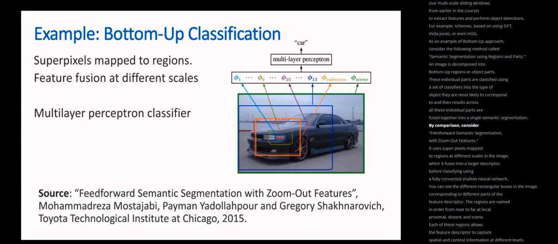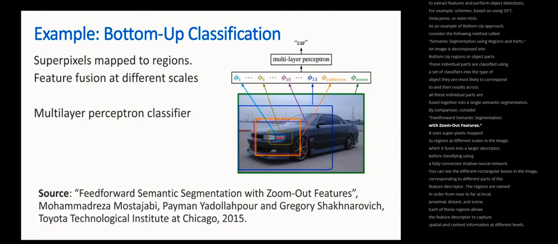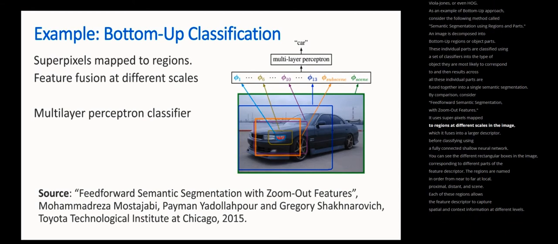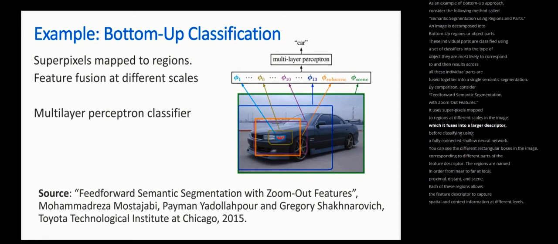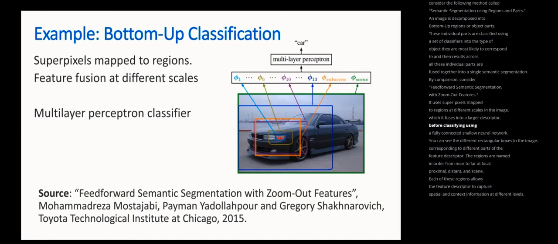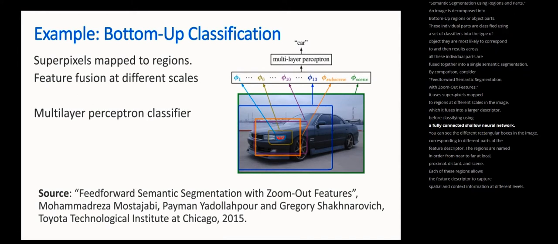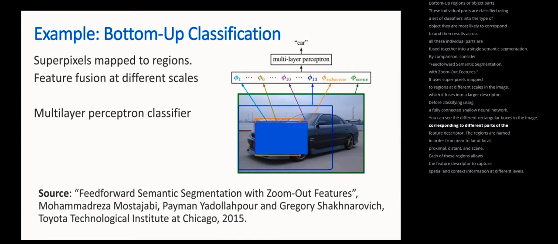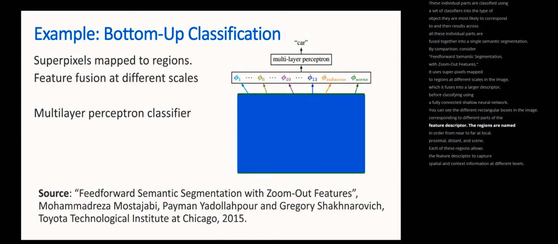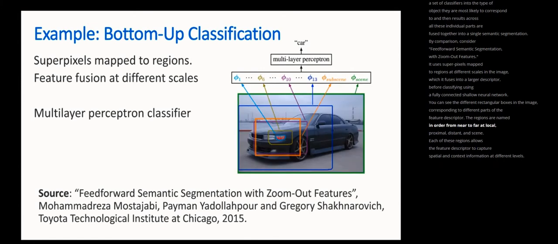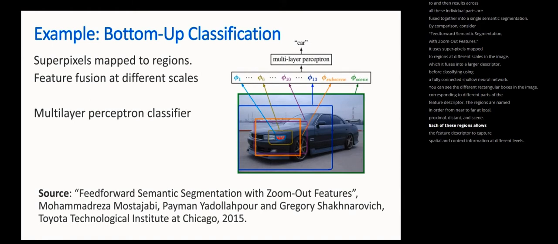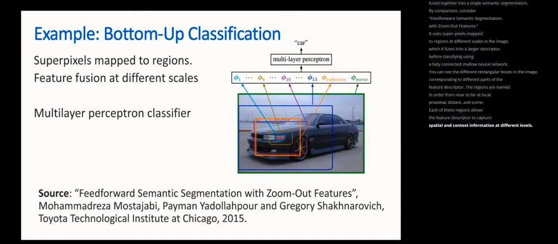By comparison, consider feed-forward semantic segmentation with zoom-out features. It uses superpixels mapped to regions at different scales in the image, which it fuses into a larger descriptor before classifying using a fully connected, shallow neural network. You can see the different rectangular boxes in the image corresponding to different parts of the feature descriptor. The regions are named in order from near to far as local, proximal, distant, and scene. Each of these regions allows the feature descriptor to capture spatial and context information at different levels.